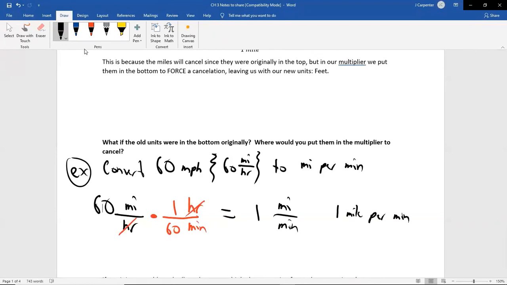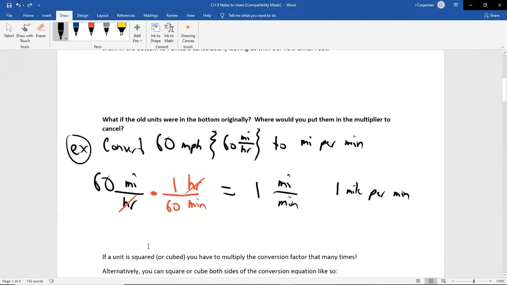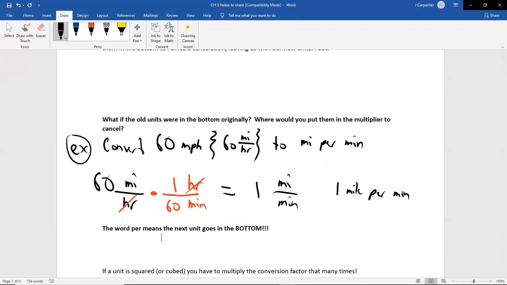I'm going to remind you for the, I don't know, 10th time, 5th time, something like that. The word per means the next unit goes in the bottom. The word per will always mean that the next unit goes in the bottom. So if you need to type that up, the word per means the next unit goes in the bottom. That is extremely important moving forward. So again, our 60 mile an hour drive is equivalent to a 1 mile per minute drive.